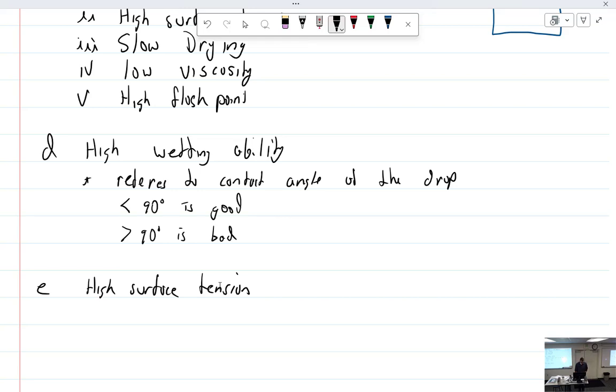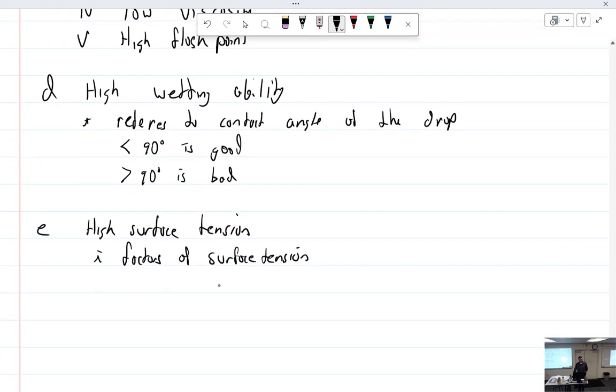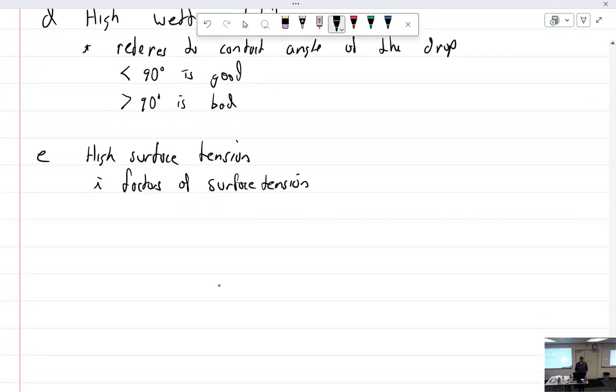Okay, high surface tension. There are some factors of surface tension. I know in some ways this is getting a little off into the weeds, but it's not, if you actually go to the NDT training that's required on this subject, you have to understand this. So factors of surface tension, we have cohesion, which is molecules sticking together.